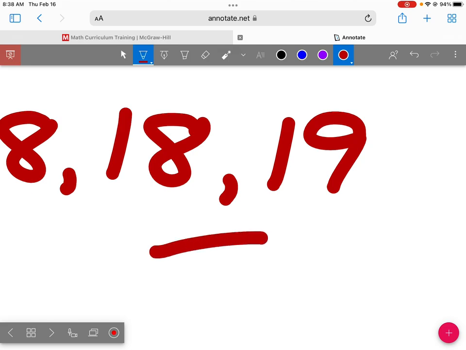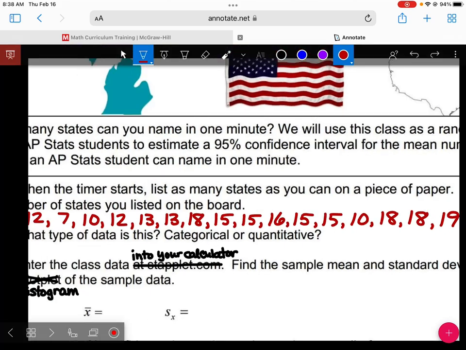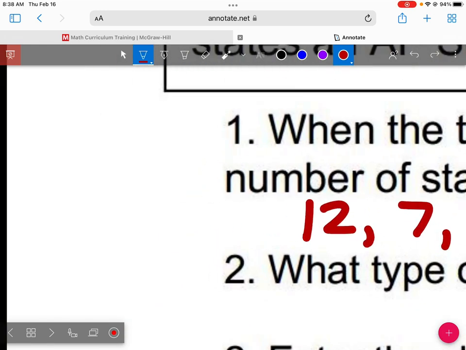So we have a grand total of how many pieces of data? What is our n value here? N is 16.